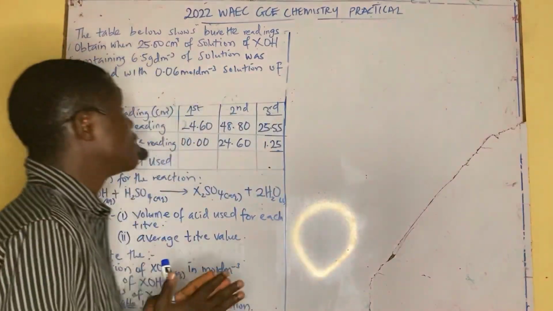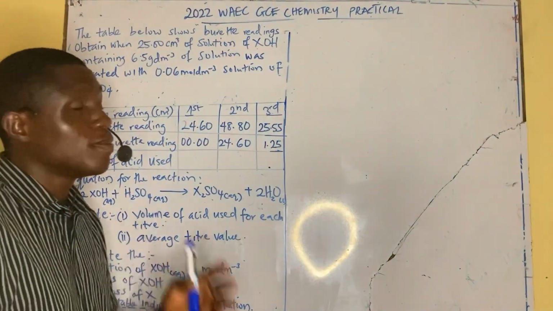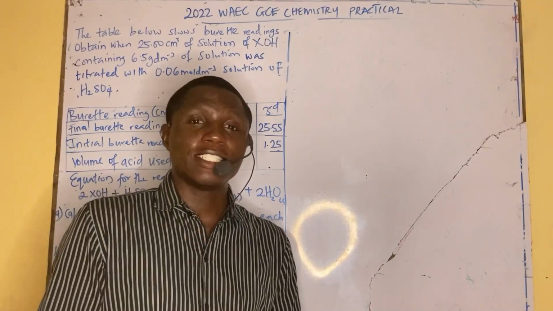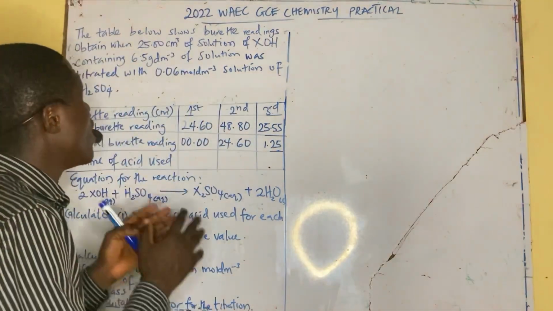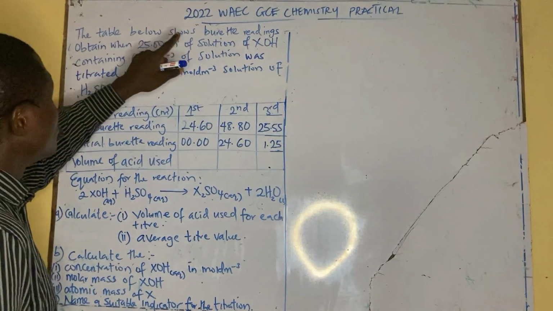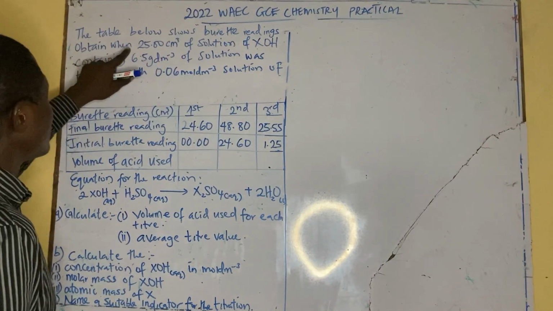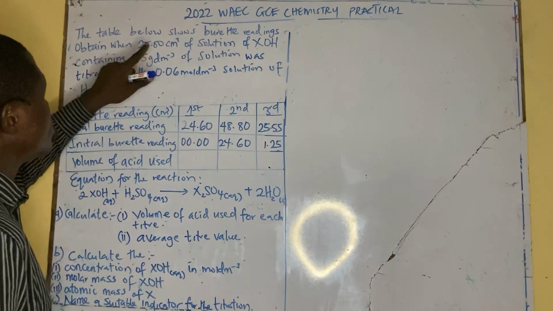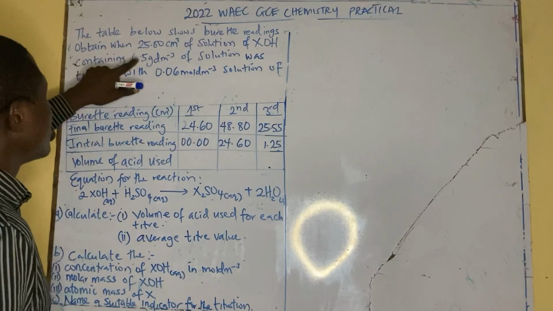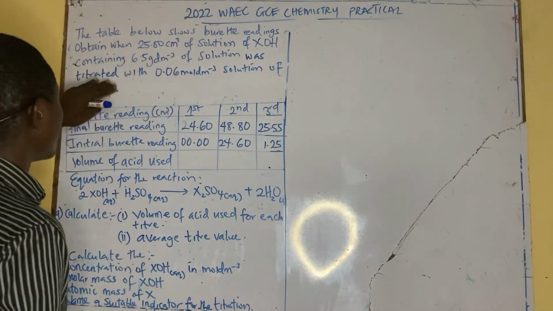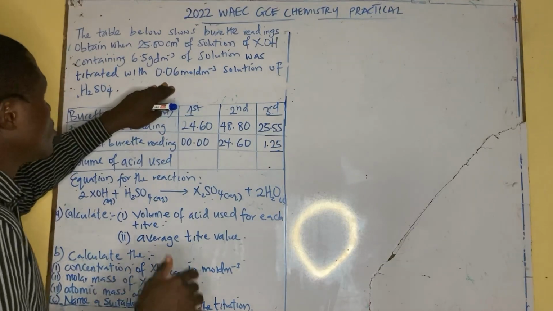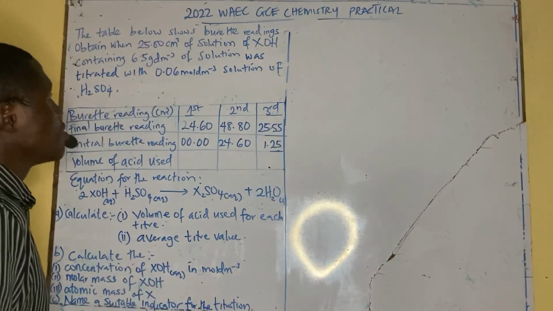Amen. Today we'll be considering the 2022 WAEC GCE chemistry practical under the topic called volumetric analysis. Here is the question to consider under volumetric analysis. The table below shows burette readings obtained when 25 cm³ of a solution of XOH containing 6.5 g/dm³ was titrated with 0.06 mol/dm³ solution of H2SO4.